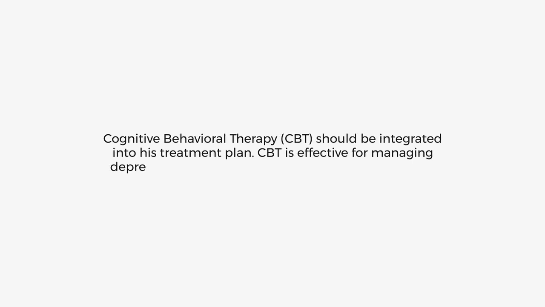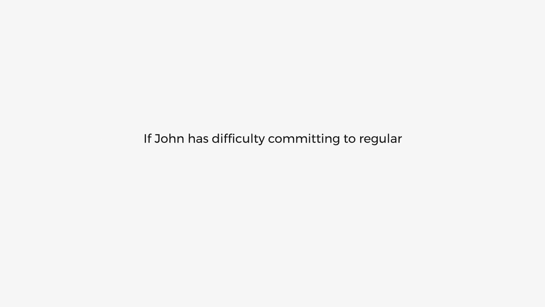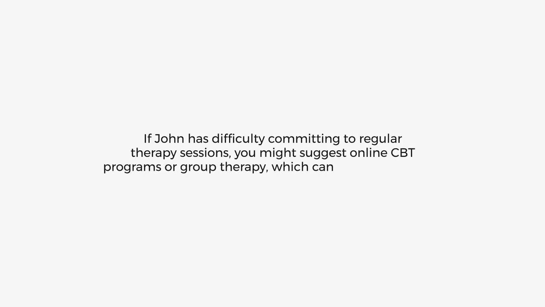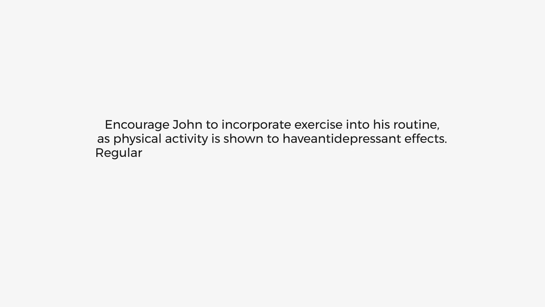Therapy. Cognitive behavioral therapy, CBT, should be integrated into his treatment plan. CBT is effective for managing depressive thoughts and behaviors and can help John improve his coping skills and reduce rumination. If John has difficulty committing to regular therapy sessions, you might suggest online CBT programs or group therapy, which can provide flexibility.